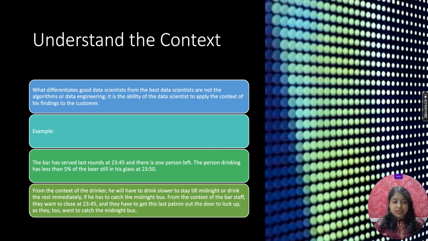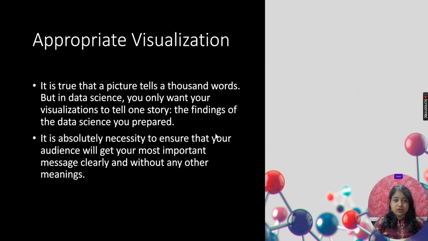Same way, the bar staff also wants to close the bar at 23:45, but still the last person is remaining, so they cannot close the bar. If they have to close the bar, then they have to send this person away and shut the bar. So both contexts are very important. We have to understand the context from the user perspective and from the management perspective. Then only will we be able to better serve the query.